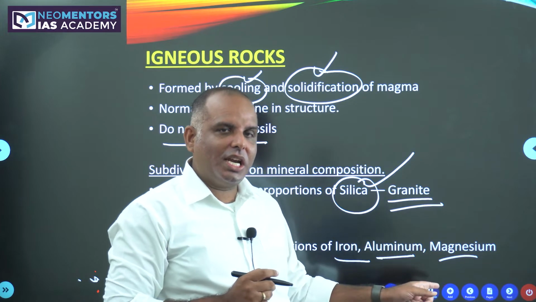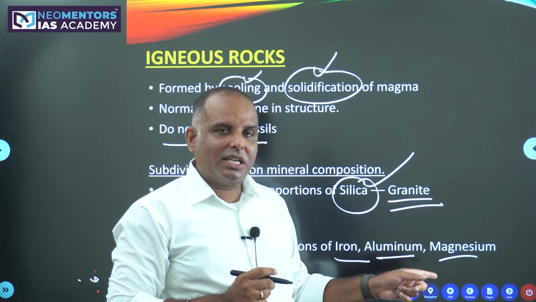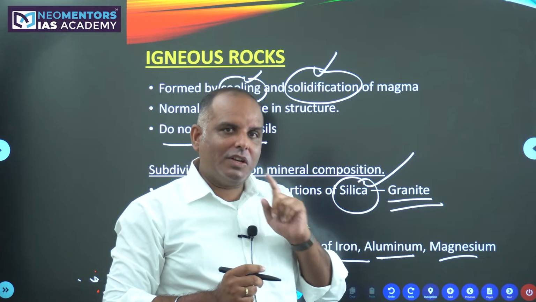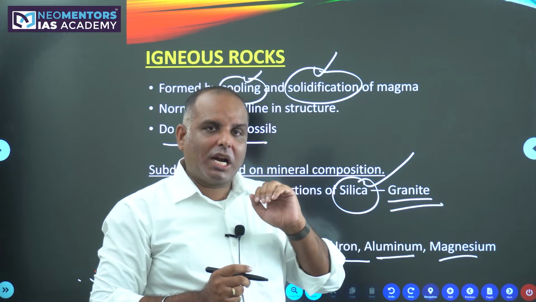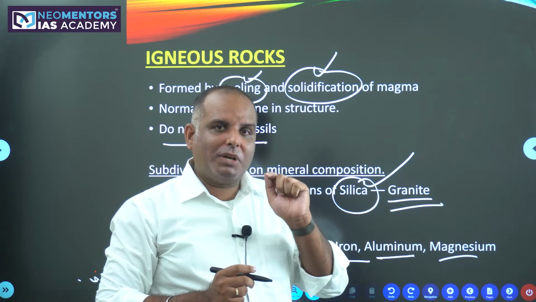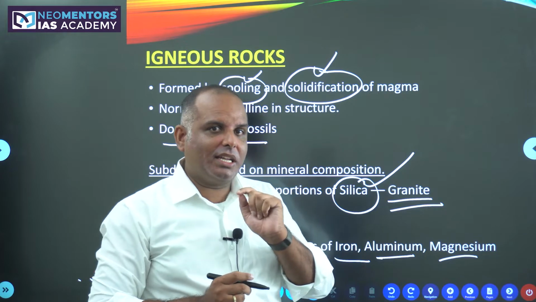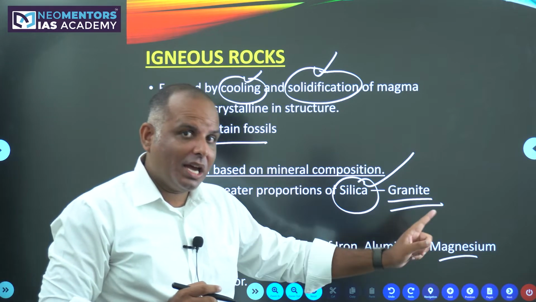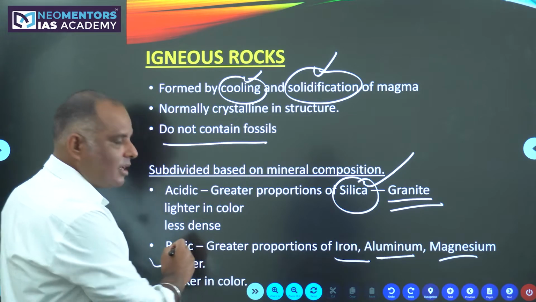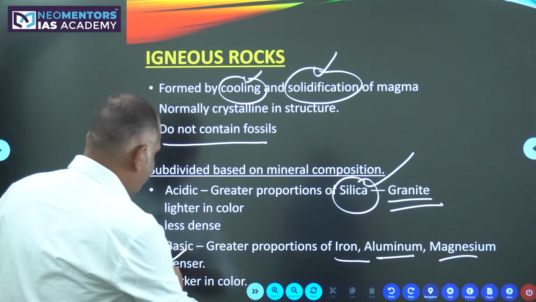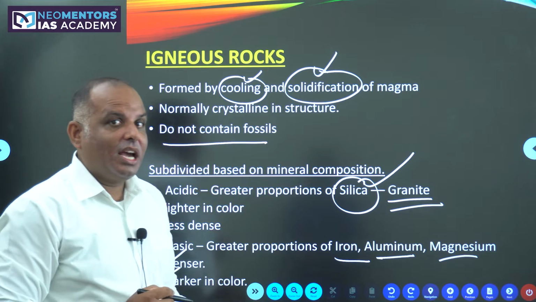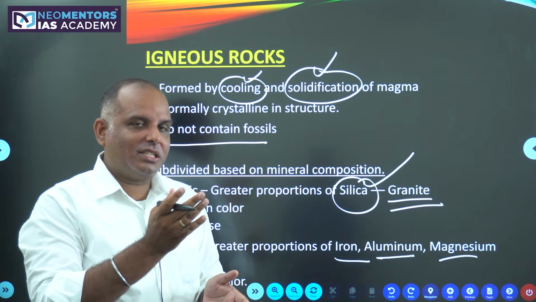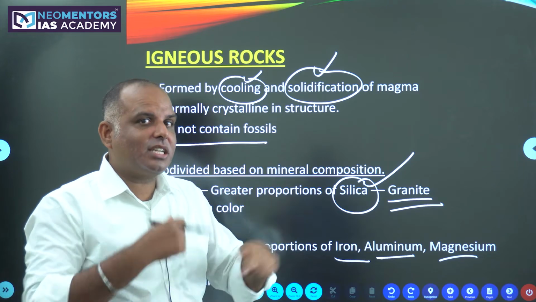If you can relate this to the internal composition of the earth, when we were discussing the static model, where we divided the earth into crust, mantle and core. Mantle was made up of magnesium, the major content was magnesium, right? And core was made up of iron, that means it's of denser material, right? So basic means greater proportions of iron, aluminium, magnesium, hence more dense and darker in color. Earlier I was giving an example of oceanic crust. Oceanic crust is basaltic in nature, right? Why I am giving that example, you will understand eventually.